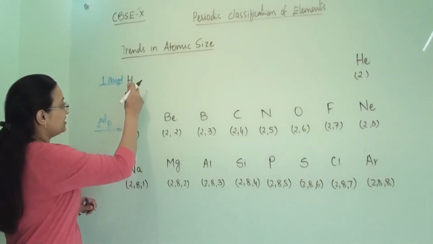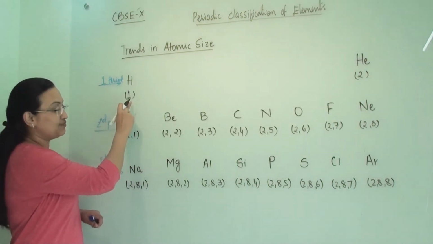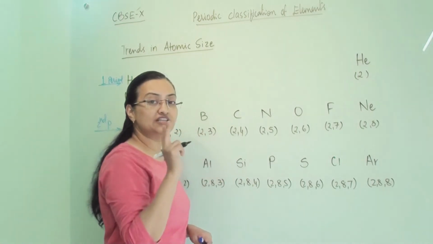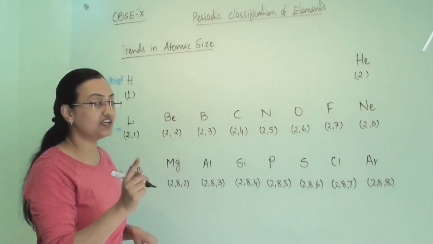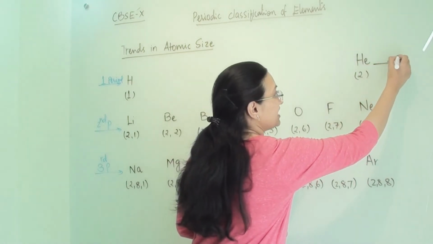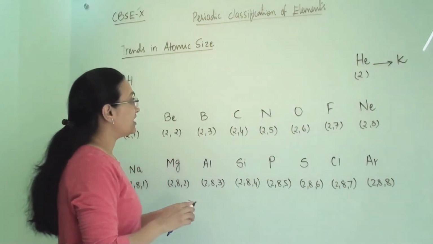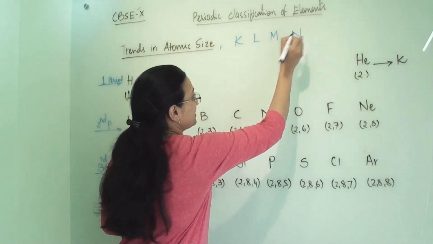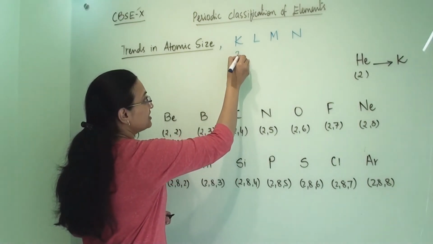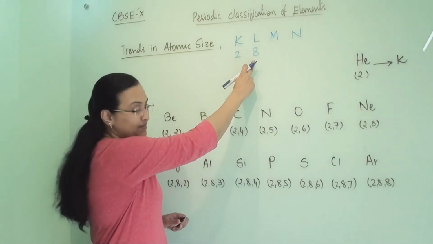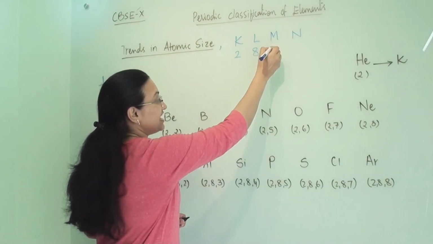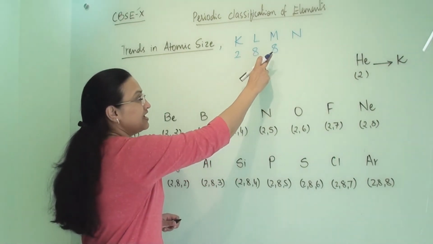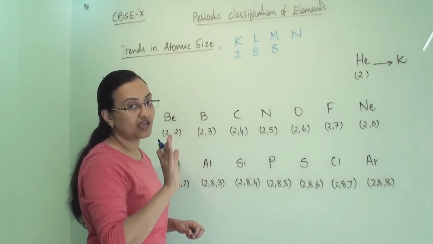So in the first period, one electron is there, that is for hydrogen, and that period will be completed with helium. So in the first period there are only two elements, hydrogen and helium, and with this our K shell is completely filled. We know that we have different shells, and what are their capacities? K shell's capacity is 2, L shell's capacity is 8, and M shell's capacity is 18, but we cannot put more than 8 electrons in the outermost shell.